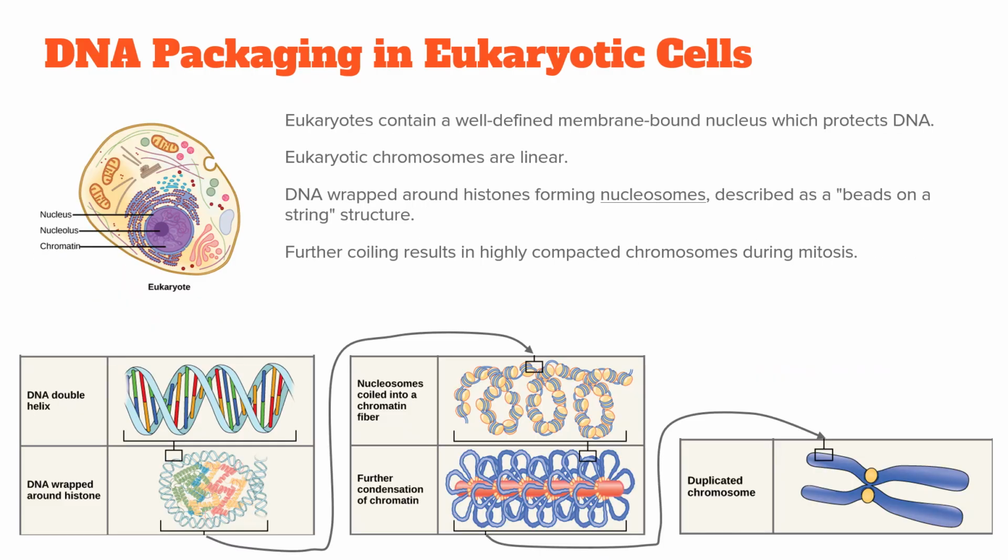Eukaryotic DNA is more complex. It's stored in a membrane-bound nucleus, and the chromosomes are linear, not circular. DNA wraps around histone proteins to form nucleosomes, often described as beads on a string. These beads coil further to form condensed chromosomes, especially visible during mitosis.